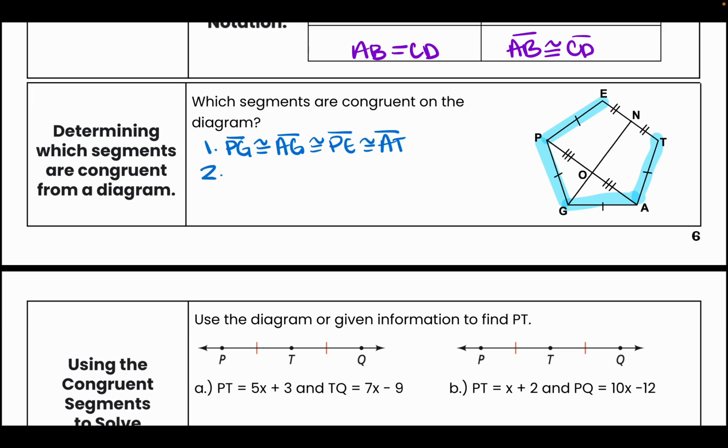Next, let's look for ones that have 2 tick marks. So 2 tick marks would be EN and TN. And finally, we would have segments that have 3 tick marks. So PO is congruent to OA, so those segments are congruent.